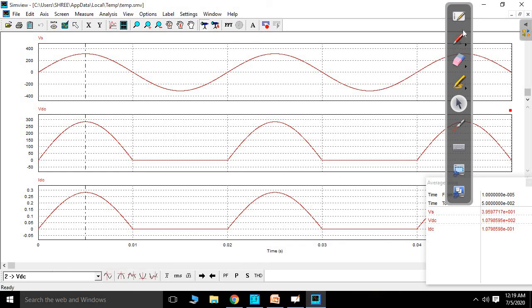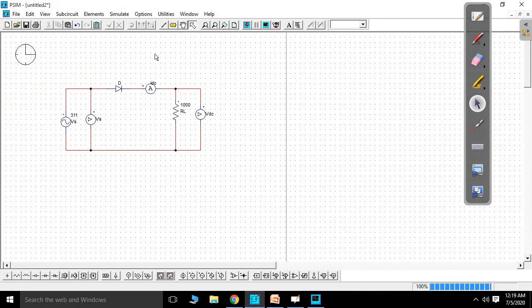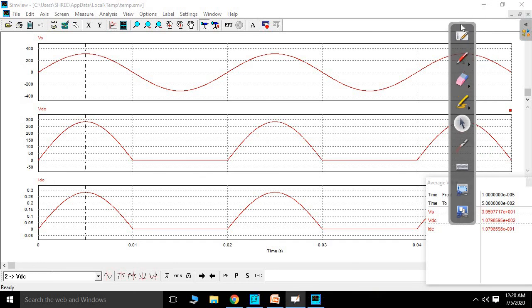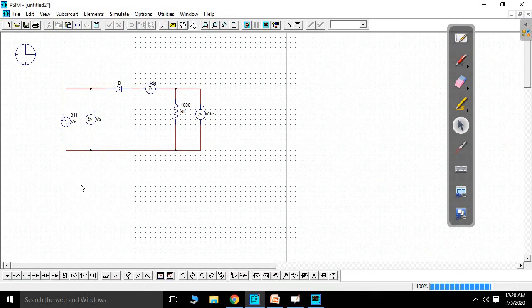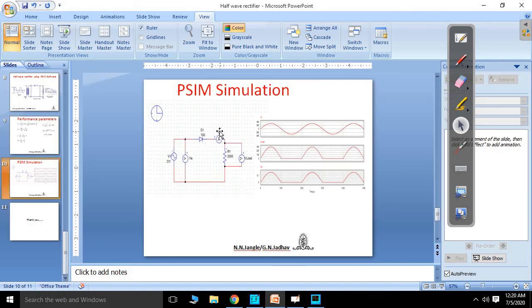So in this way we are able to design a half wave rectifier or full wave rectifier in the PCM software. Similarly you can design a center tap rectifier, bridge rectifier or a 3-phase rectifier and get your performance parameters directly from the waveform. In this way you can design in a very simple way by using this PCM software. So here we have designed this half wave rectifier circuit, and we got the performance parameters from the output waveforms directly.